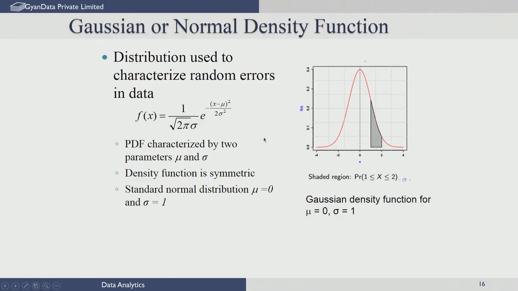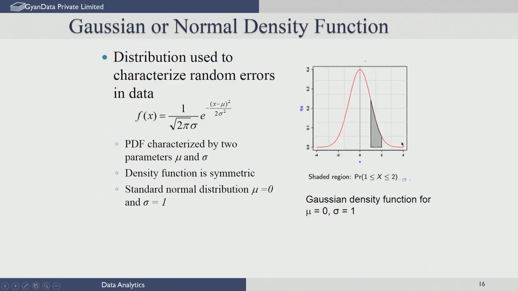We will now consider a continuous random variable. In this case we will look at what is called the normal density function, which is shown on the right. Usually this normal density function is used to characterize what we call random errors in data, and it has this density function as given by 1 by root 2 pi sigma, e power minus (x minus mu) whole squared by 2 sigma squared. Now this particular density function has two parameters, mu and sigma, and it has the shape shown here, like a bell shaped curve, which is the normal density function.